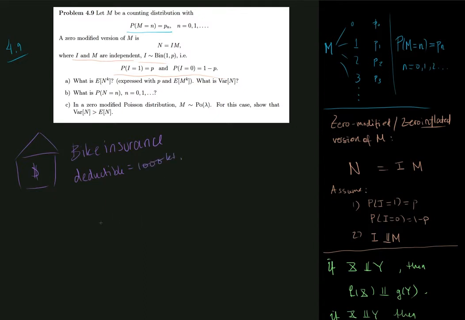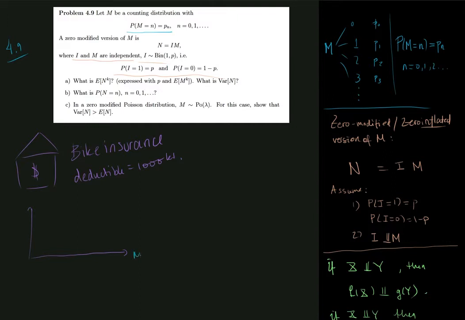So if you encounter some kind of accident or incident with your bike and the damage is below 1,000 kroners, then you pay for the loss yourself. However, if the damage is above 1,000 kroners, you pay 1,000 yourself and the company pays the rest. So let's take a look at how we would model bike accidents.